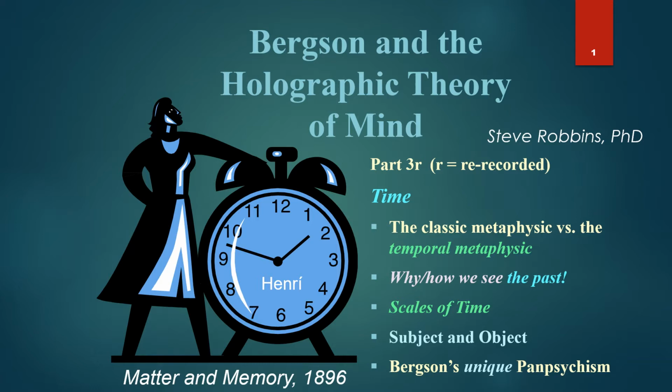Why and how we see the past. We're always looking at the past. The key concept of scales of time ignored, the relation of subject and object, and Bergson's unique panpsychism, not yet understood by the whole of panpsychic literature. So let's go.